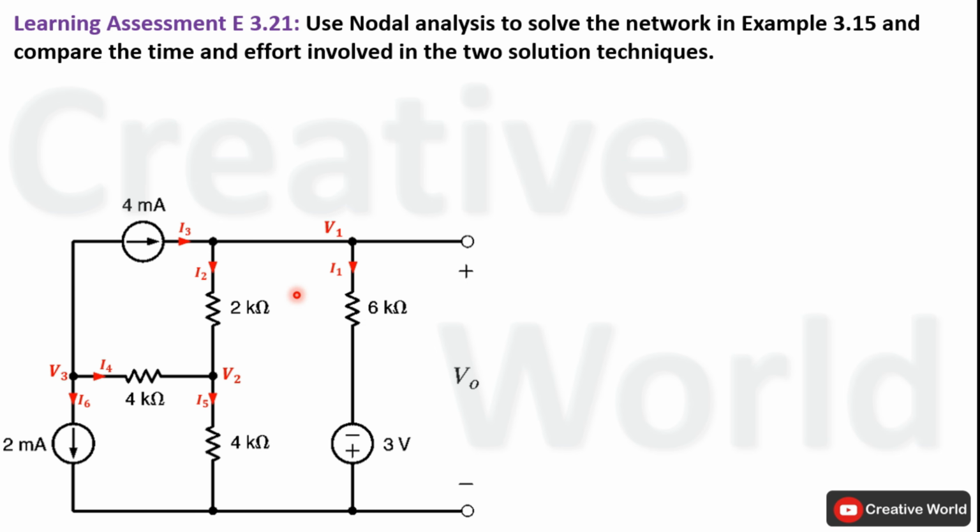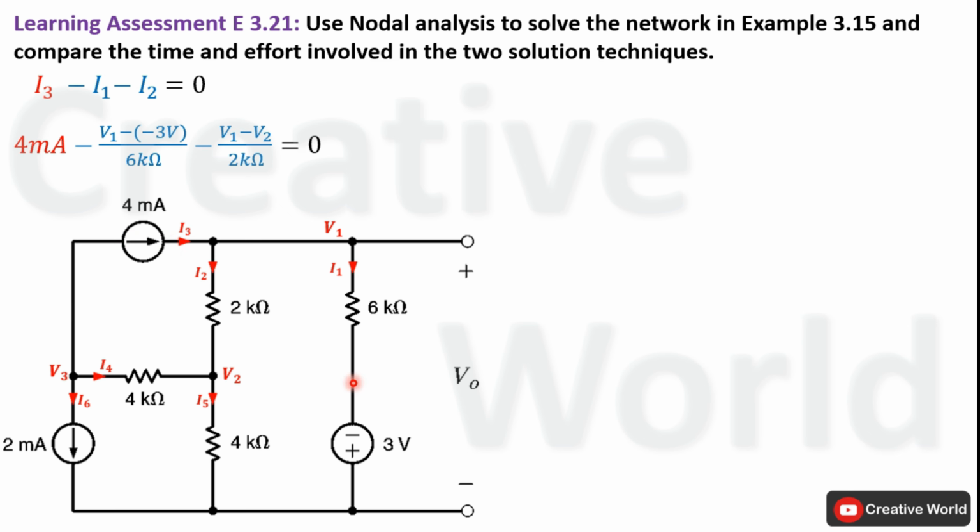So first of all, we will apply Kirchhoff's current law on this node. On this node, only one current is entering, that is I3, while two currents are leaving, I1 and I2. Leaving currents are taken with negative sign and entering current is taken with positive sign. In the next step, we have to replace these currents with their respective equations. Current I3 is equal to 4 mA because of the same branch and same direction, while current I1 is equal to the voltage difference across this 6 kilo ohm resistance divided by the value of resistance.